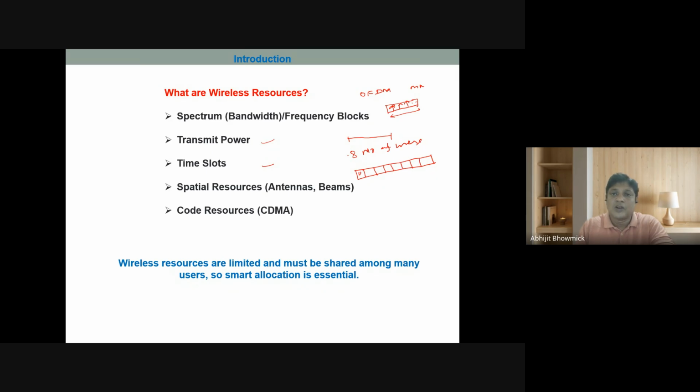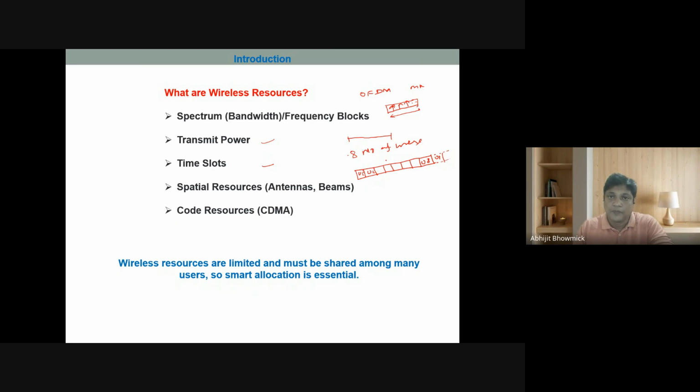So U1 will transmit first here, then U2, like U8. Then when the next frame comes, U1 will transmit again. This is how the time is allocated. So multiple users can transmit through the same band, but at different instants of time. If we transmit using this TDMA technique, obviously our data rate and spectrum efficiency will be high.